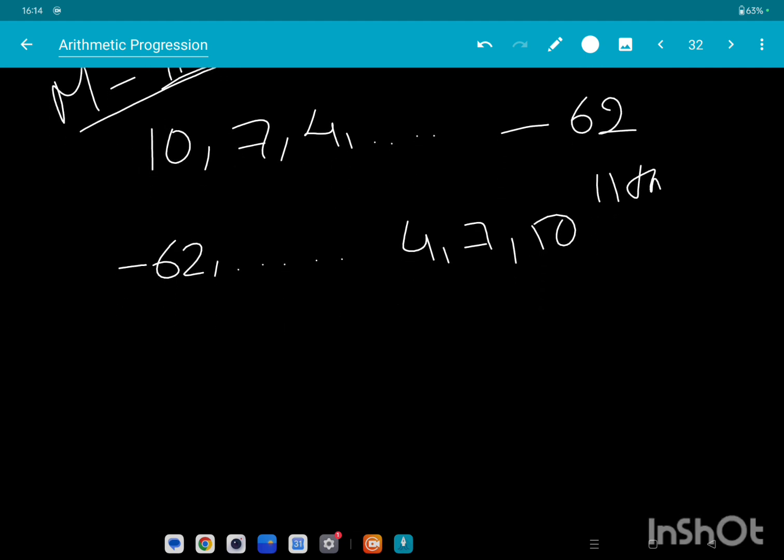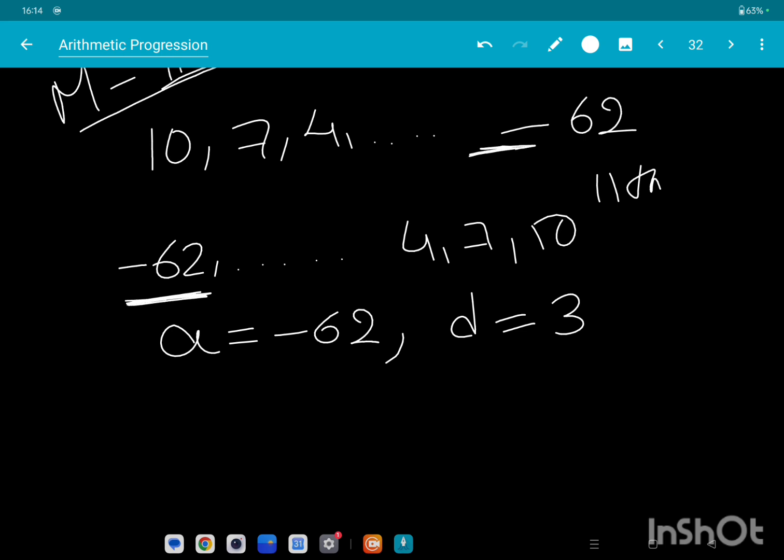Here the first term a will be minus 62, and what is the common difference? The common difference is 3. How can we find it? Here minus 62 is there, and if I write the next term, what will the answer be? It will be minus 59, right? So here I got minus 59. Minus 59 minus of minus 62, what is the difference?